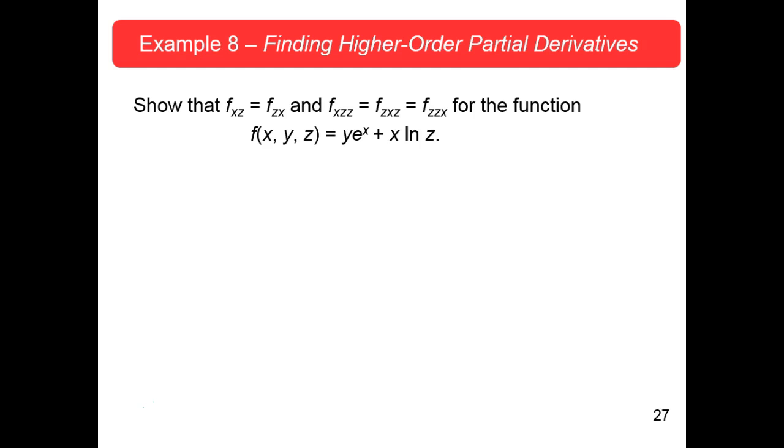Okay? Now, these two, it's pretty obvious. Those are the same variables taken the same number of times, right? These, you've got to make sure you got 1 x and 2 z's. 1 x and 2 z's. The order changes, but the partials should be the same.